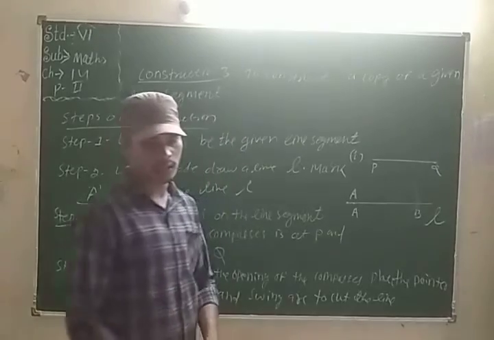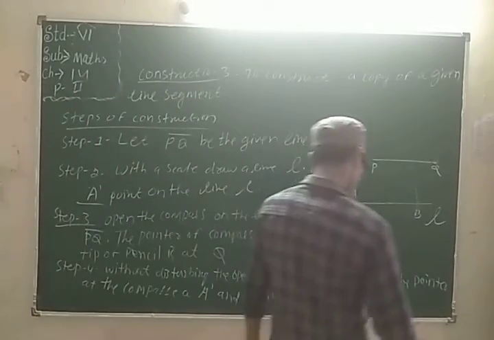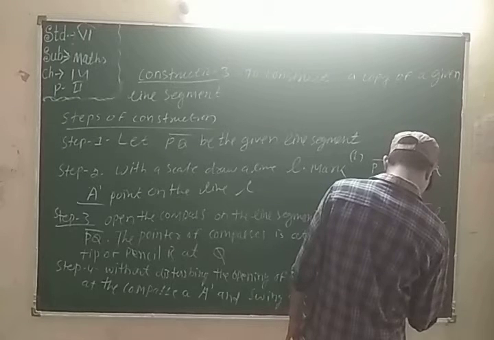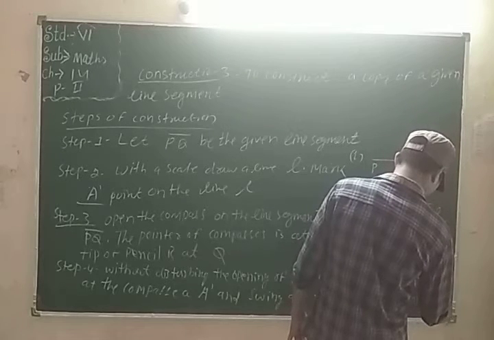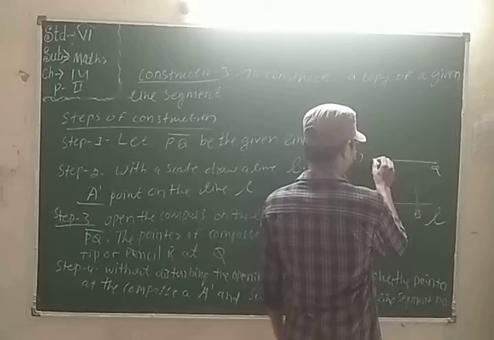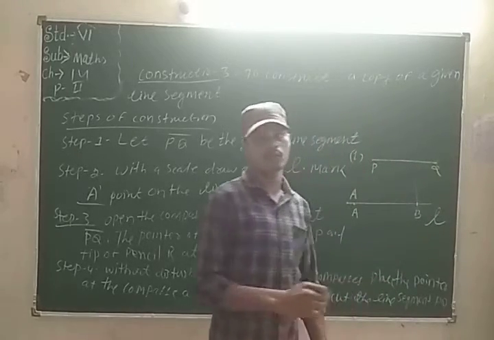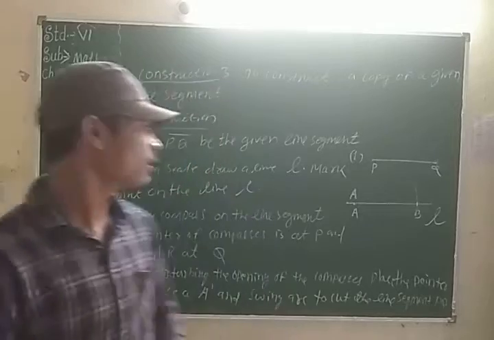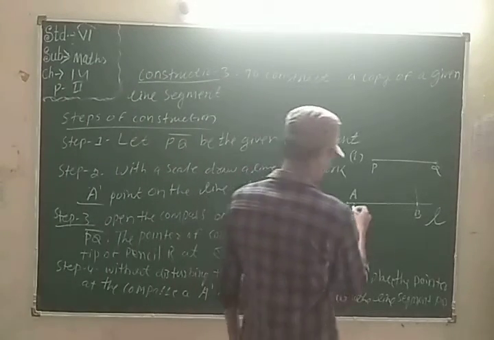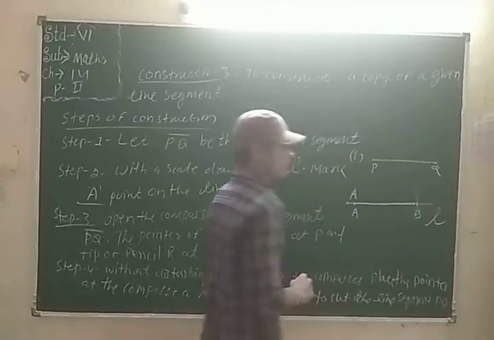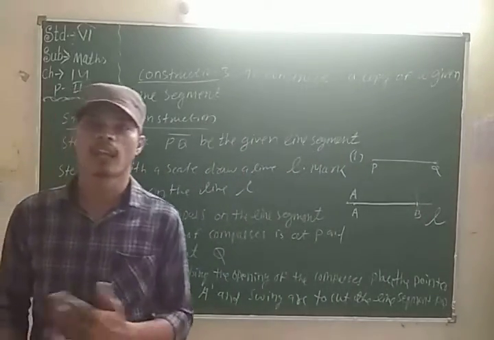First, cut the line segment PQ. When we cut the line segment PQ like this, then the length we take, we highlight the parts. That means when we cut this, we highlight these parts. It is the required length of the line segment.